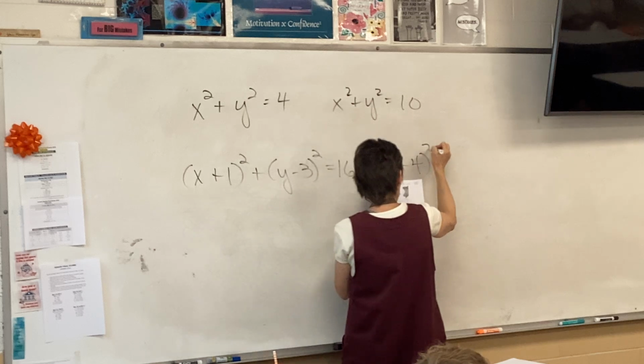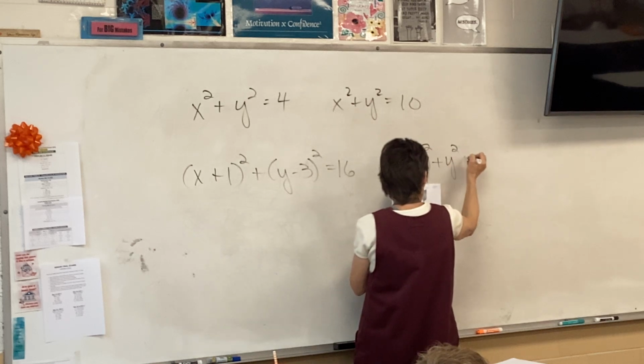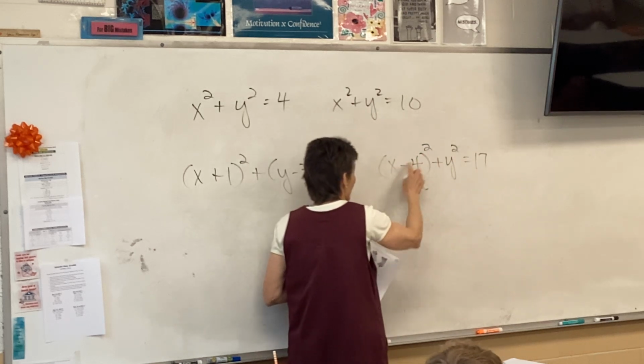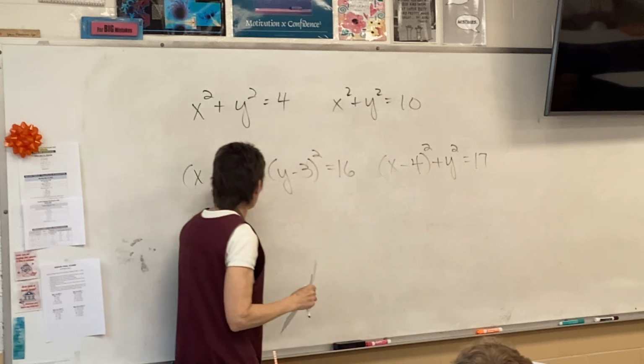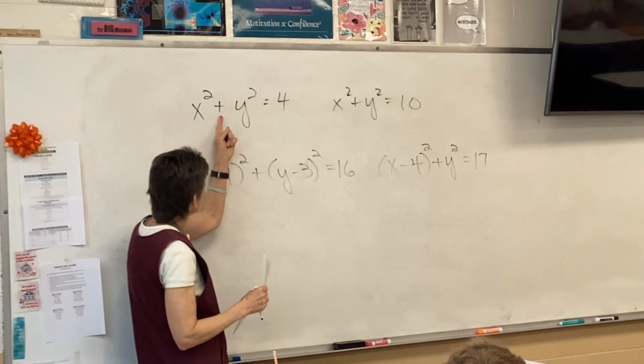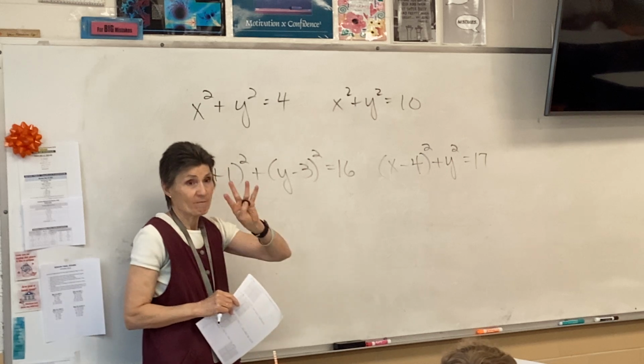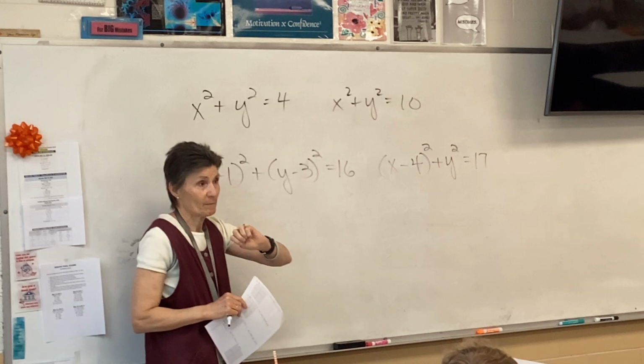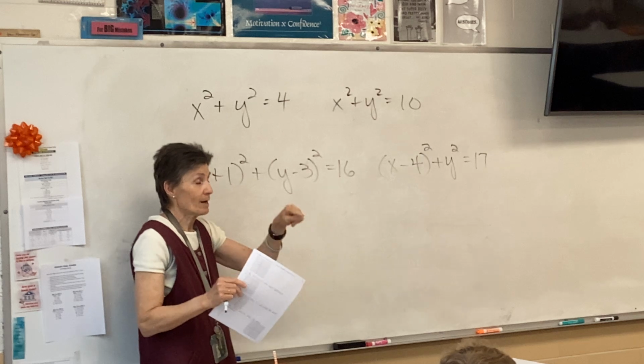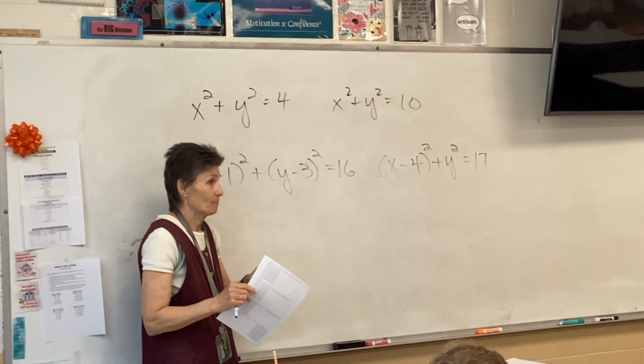So our job, we have an x squared and a y squared added together. That means we have a circle. And you'll remember, there's going to be 4 different kinds of equations we're going to be looking at. The circle, the hyperbola, the ellipse, and the parabola. Okay?